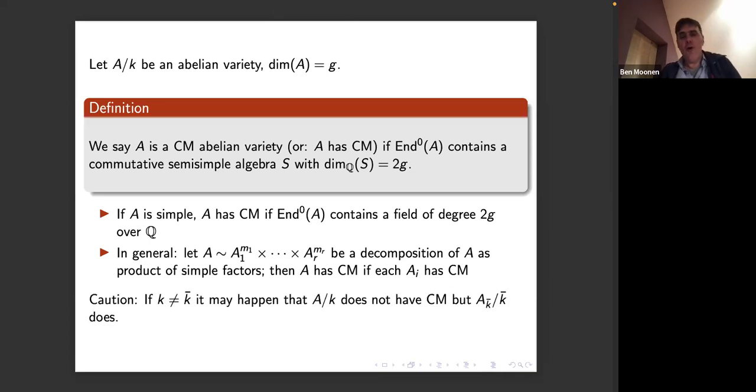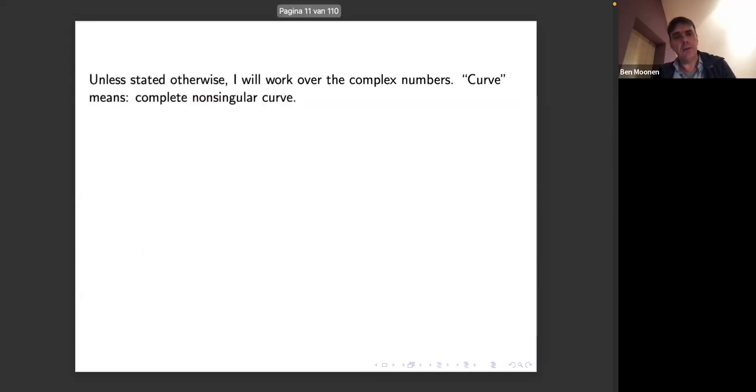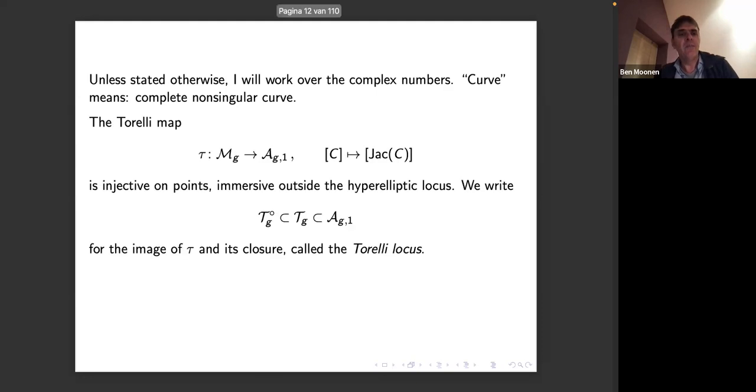Of course, I'm a student of Oort, and Oort will always tell you that you have to be careful if you want to do this over a non-algebraically closed field. Obviously it can happen that over a very small field you don't see these endomorphisms yet. We all know examples. But I'll typically be working over the complex numbers in this talk. And let me also point out that if I say curve, I don't think any other curves will come up, but usually curve will for me really mean a complete non-singular curve. I hope it will always be clear from context.